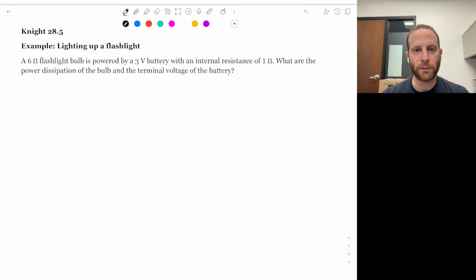A 6 ohm flashlight bulb is powered by a 3-volt battery with an internal resistance of 1 ohm. What are the power dissipation of the bulb and the terminal voltage of the battery?